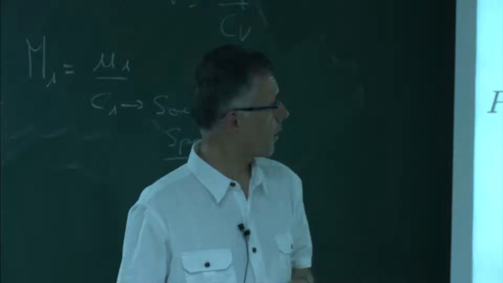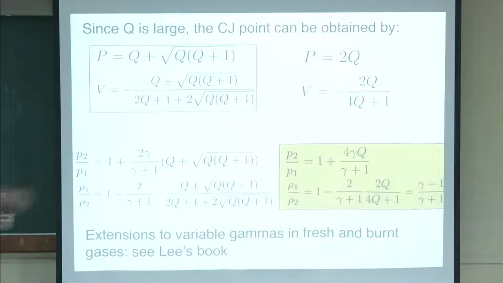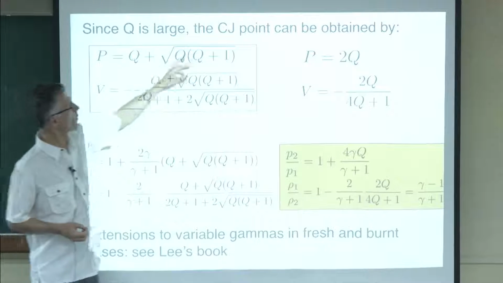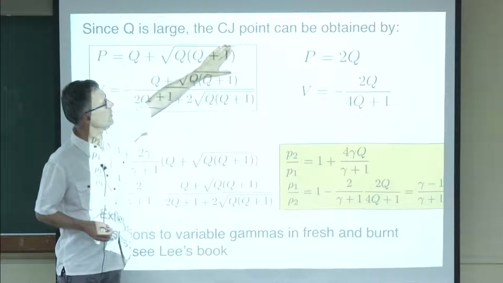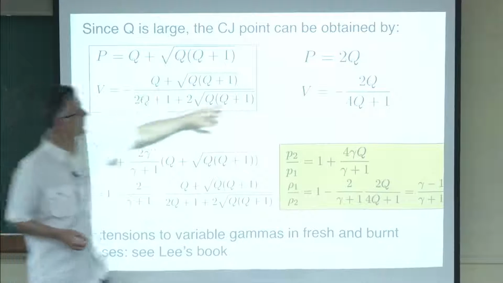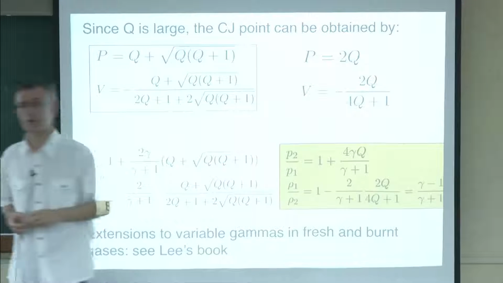So you can use this property to simplify this equation. The ratio of pressure jump is Q plus square root of Q plus 1. You say this is negligible, gives you 2Q. And same thing for V. You obtain V equal minus 2Q over 4Q plus 1.